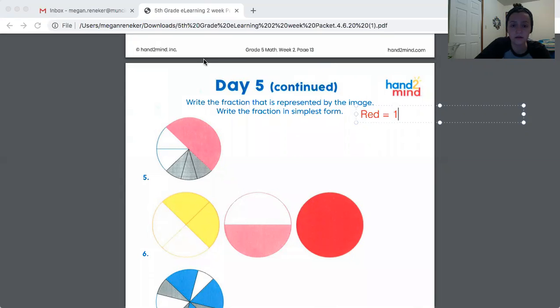The pink here shades in half the circle. Okay, so pink in all of these problems is going to be 1/2. Okay, the yellow looks like it makes up 1/4, right? 1, 2, 3, 4. So I'm going to put down that yellow is equal to 1/4.